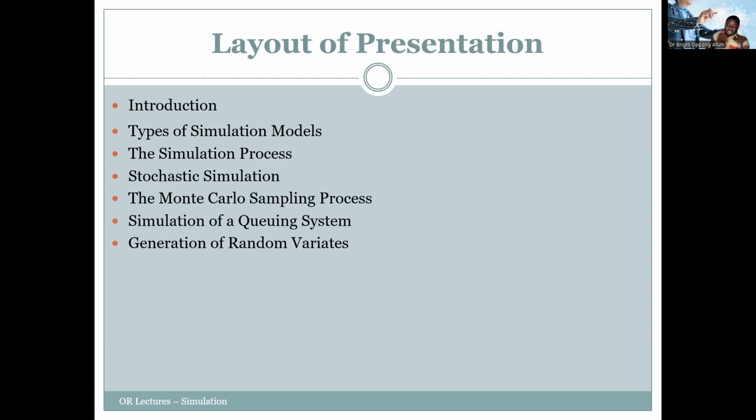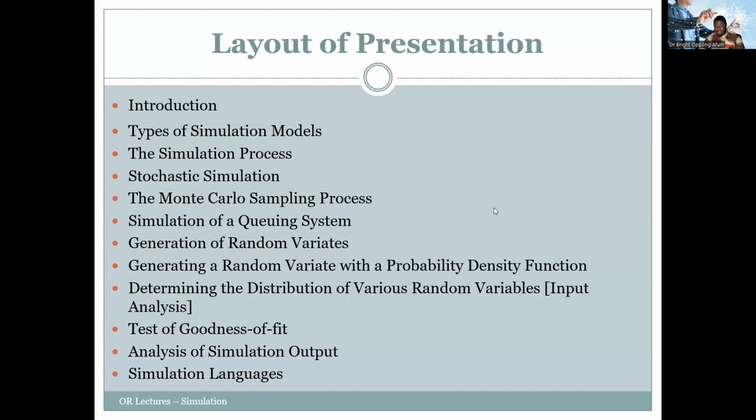Then we'll also look at how random variates are generated. There are several methods or techniques that are used. In the second phase of the lecture, we'll look at how we generate random variates using probability density functions, how we determine the distribution of the various random variables, how a goodness of fit can be tested, and also how we can analyze some simulation outputs and some simulation languages that are available on the market.